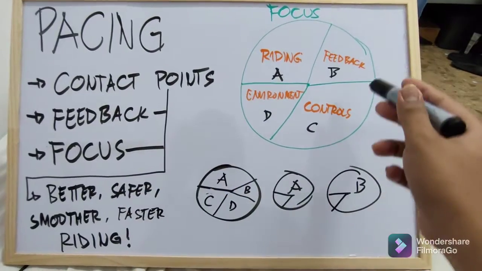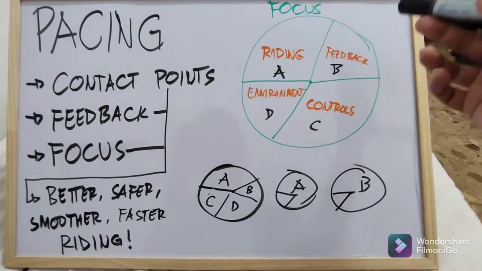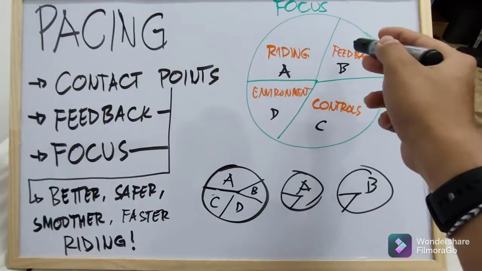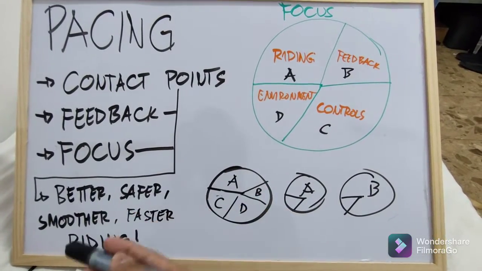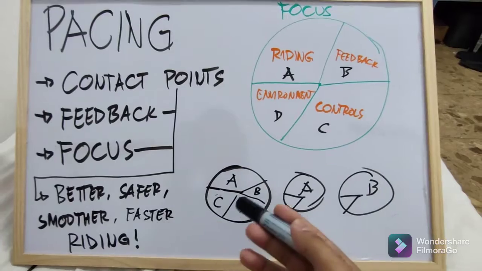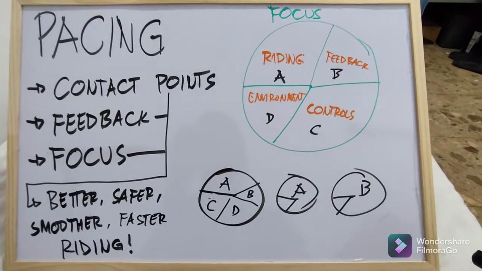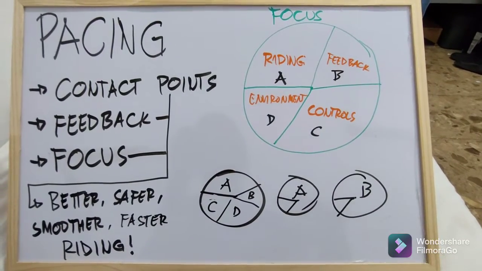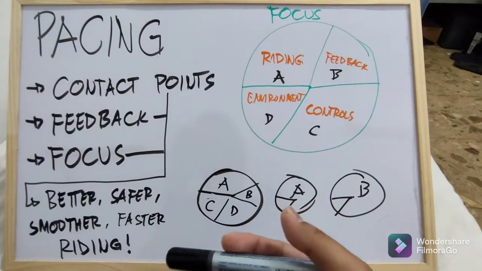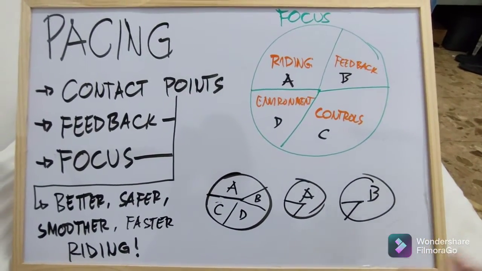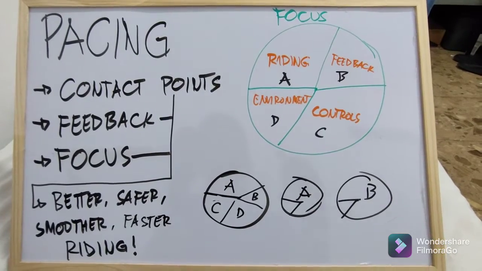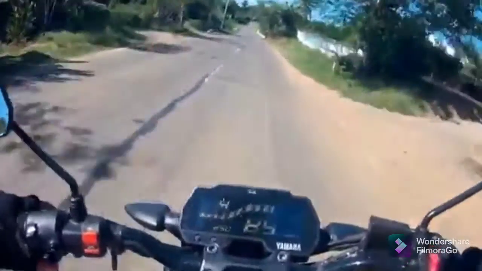pacing is either going faster or slowing down based on this, then you become a better, a safer, a smoother, a faster rider. And at the end of the day, it's gonna be good for you, it's gonna be good for everyone on the road, and it's gonna be good for everyone on the track, and of course, it's gonna be good for your lap times, depending on what kind of rider you are.